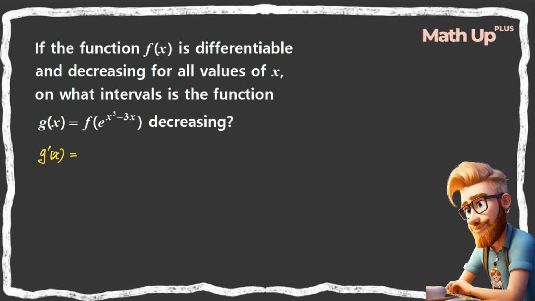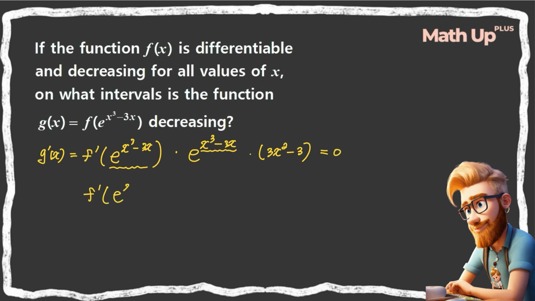That is equal to f prime of e to the x cubed minus 3x times the derivative of this expression, right? So e to the x cubed minus 3x times the derivative of x cubed minus 3x by the chain rule, so 3x squared minus 3. Now set that equal to 0 and find the critical points.